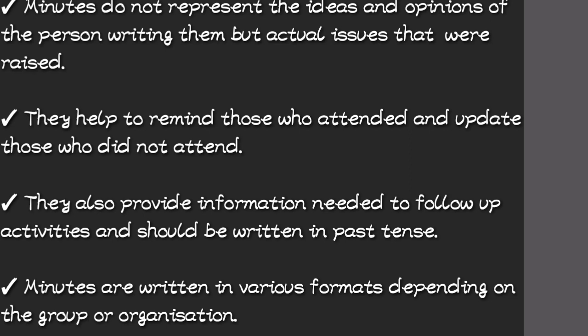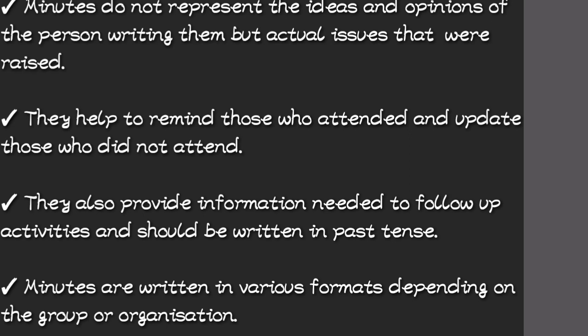Another document we have is minutes. Minutes are a record or a written summary of what transpired in the meeting, and it is the duty of the secretary to write these minutes. The minutes do not represent the ideas and opinions of the person writing them, but the actual issues that were raised during the meeting. So it does not show the personal opinion of the secretary, but it shows what actually took place in the meeting.